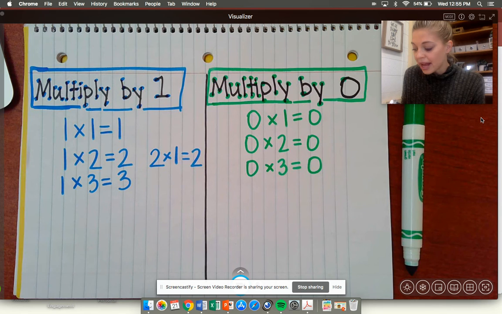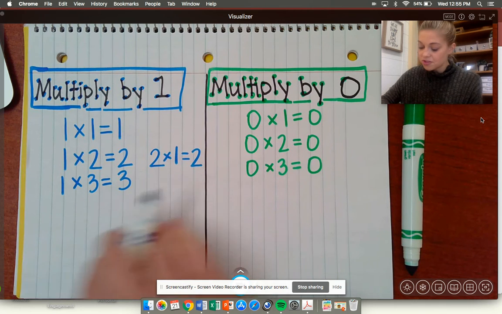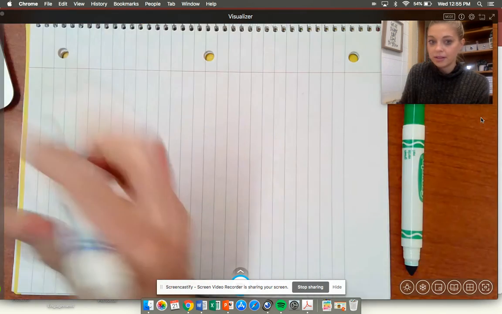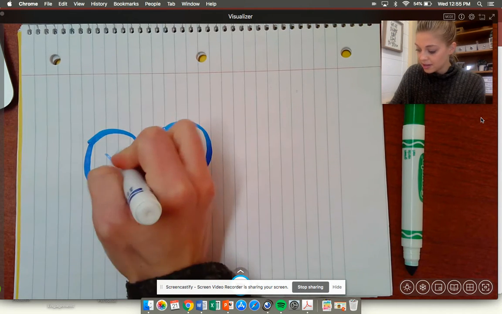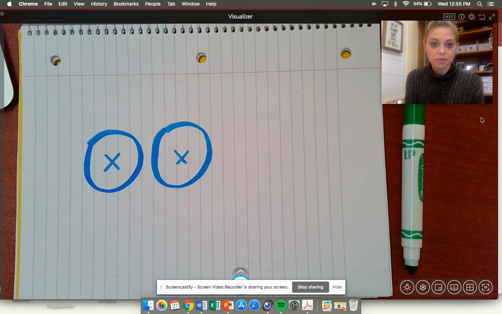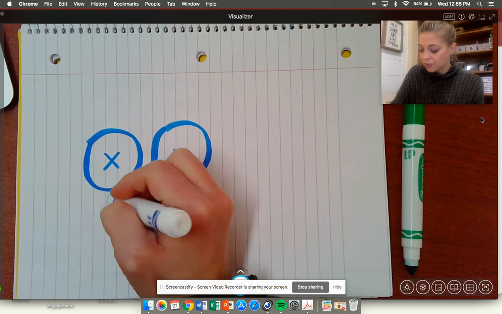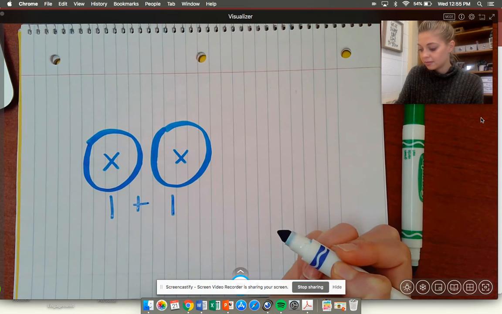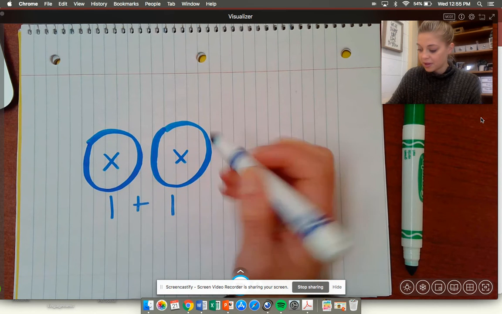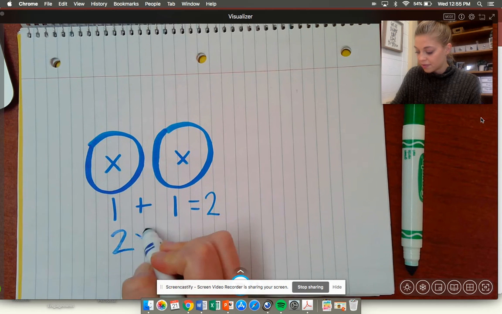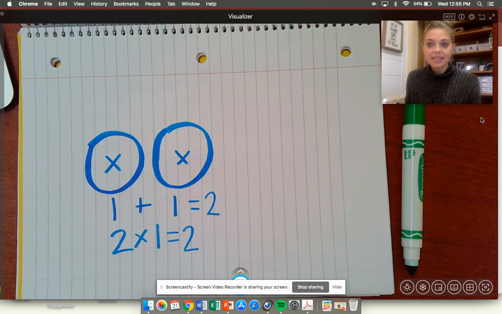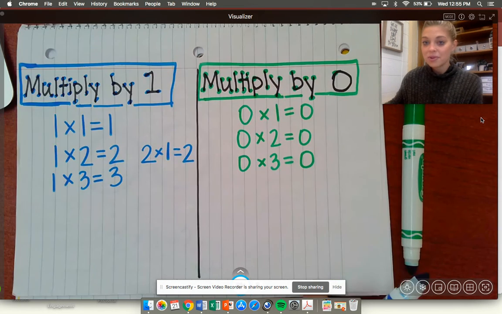And let me show you why 2 times 1 is 2. If you have two groups of 1, with 1 in each group, that means that you add 1 plus 1, right? Because you have 1 in each group, and that equals 2. So 2 groups of 1 equals 2. The same as with any number. You could have 4 million times 1, and the product, the answer, would be 4 million.